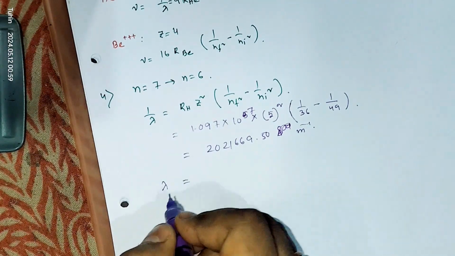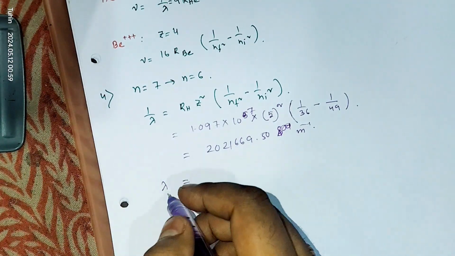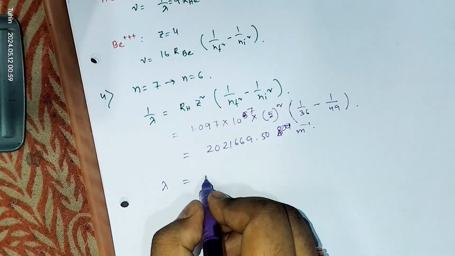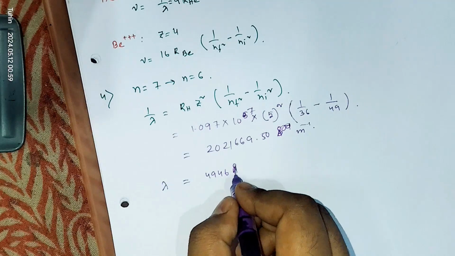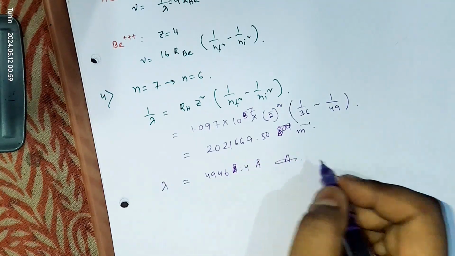If you now want to evaluate the value of lambda, then you will get 4946.4 angstrom. Okay, so this is our answer.